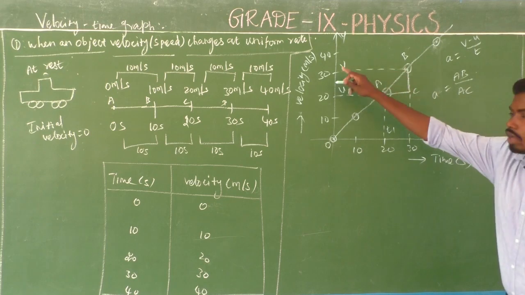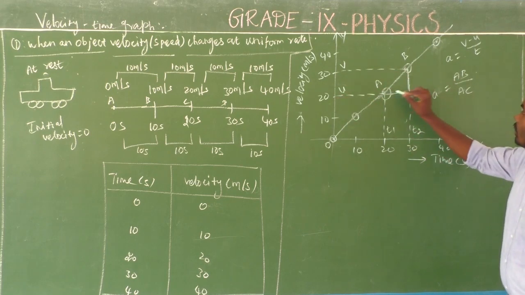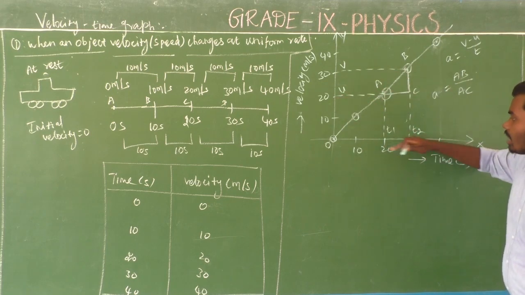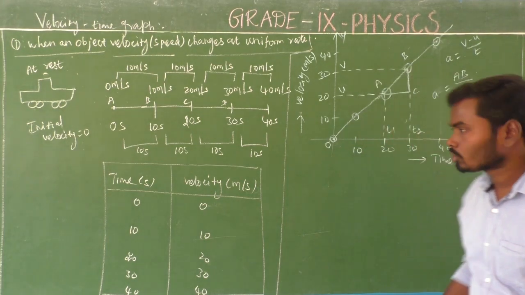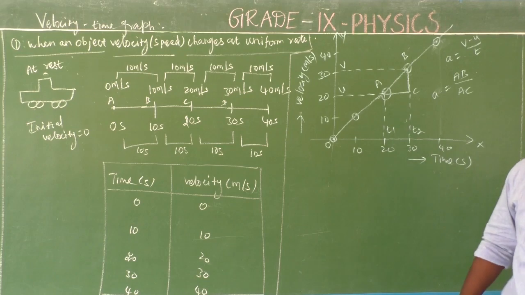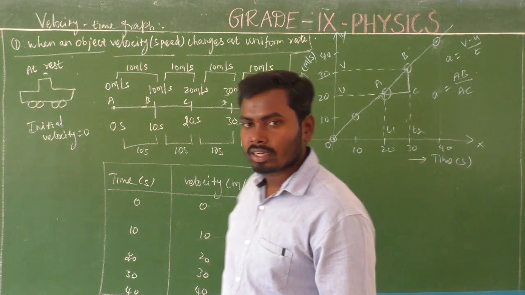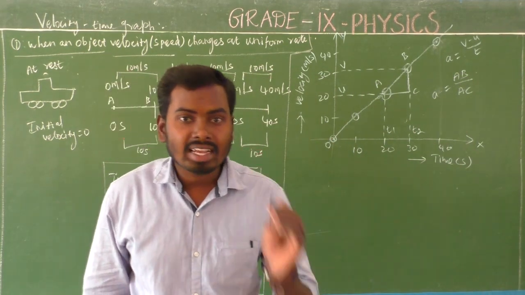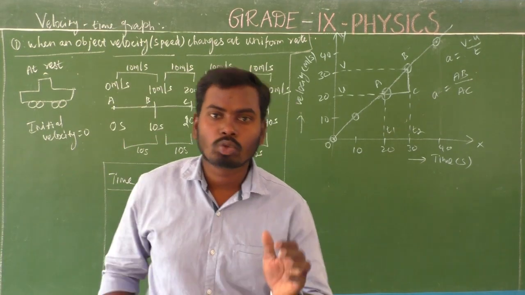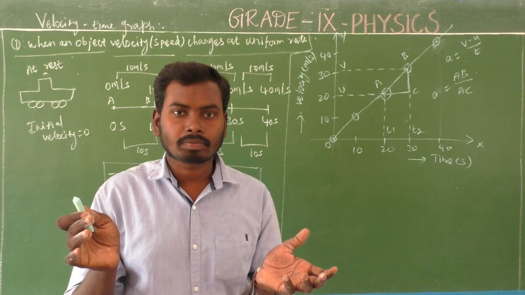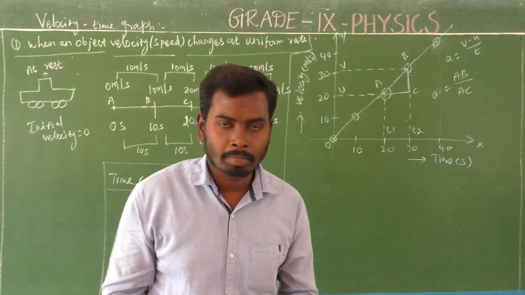AB is the velocity of the object, divided by AC. AC is a time factor. So already we know acceleration is equal to velocity divided by time. In the velocity time graph, the slope of the object is acceleration. Very, very important. In the velocity time graph, the slope of the object is the acceleration of the object. Is it clear?